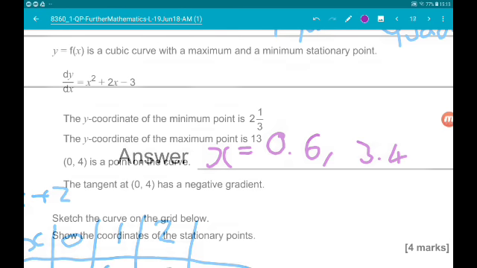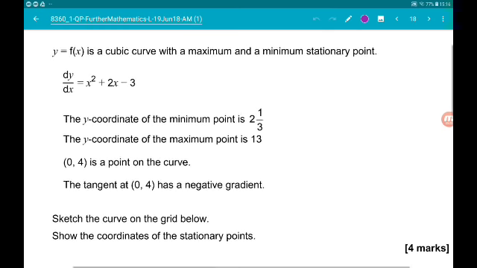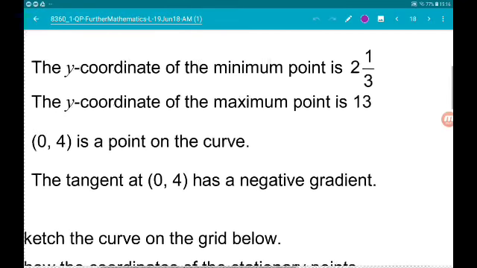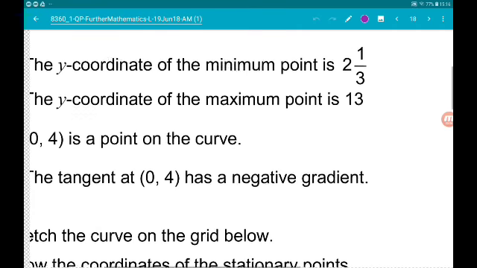Cool. Okay, 16, we have curve sketching. y equals f of x is a cubic curve with a maximum and a minimum stationary point. We are told that dy by dx is x squared add 2x minus 3. The y coordinate of the minimum point is 2 and a third.